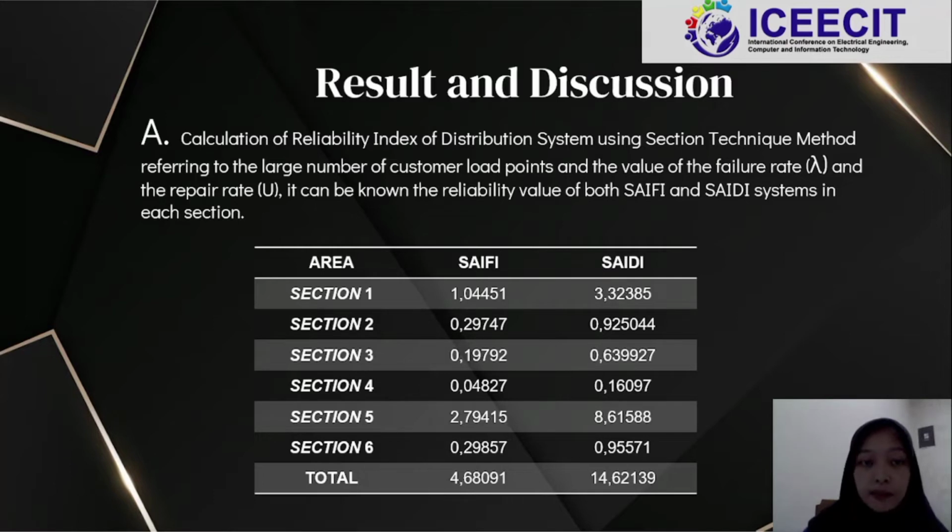The first point is calculation of the reliability index of the distribution system using the section technique method, referring to the large number of customer load points and the value of the failure rate. The symbol is lambda, and the repair rate symbol is U. It can be known the reliability values of both SAIFI and SAIDI in each section.